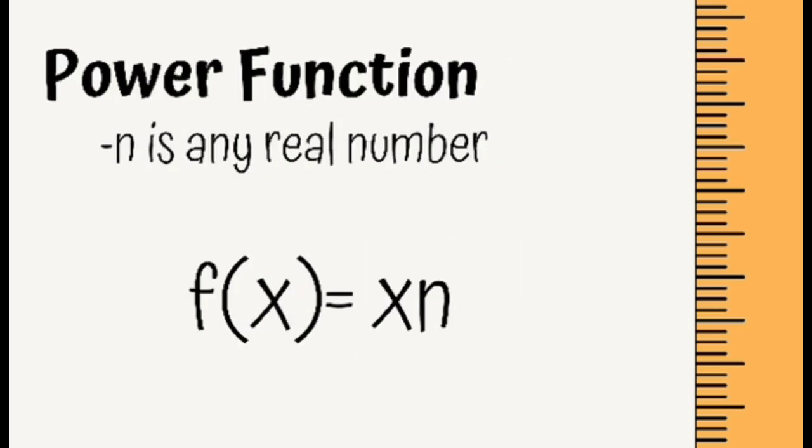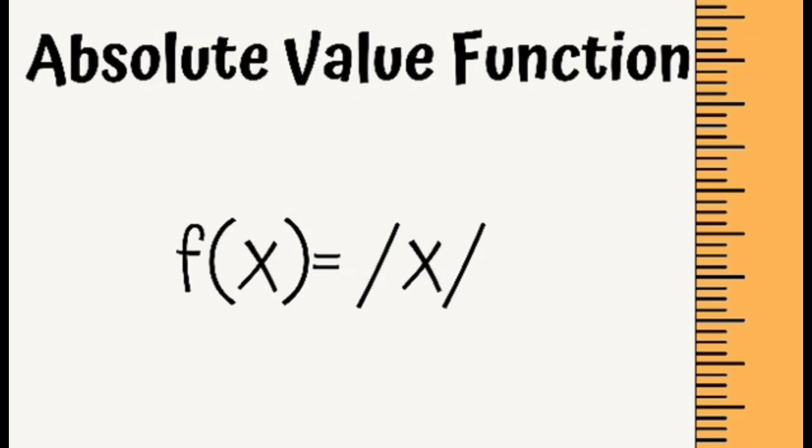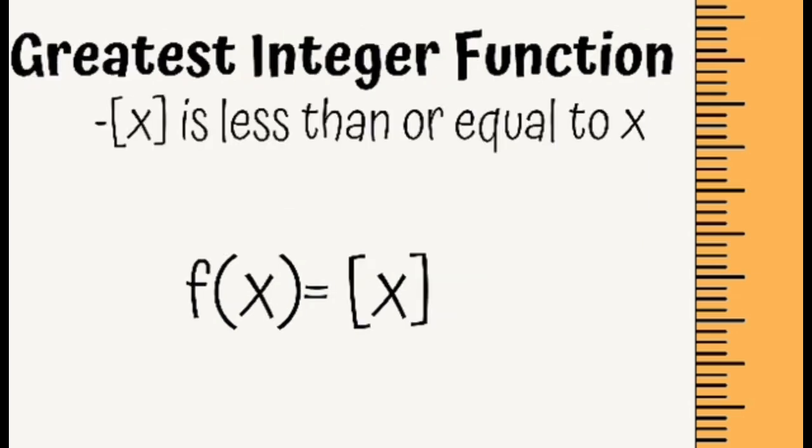Power function. N is any real number. F of x is equals x to the n. Absolute value function. F of x is equals absolute x. Greatest integer function. F of x is equals greatest integer of x, which is less than or equal to x.